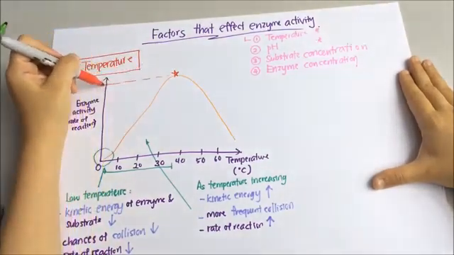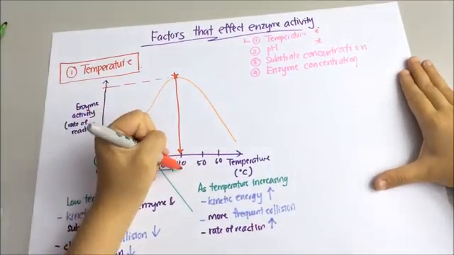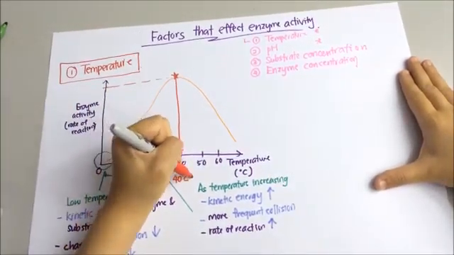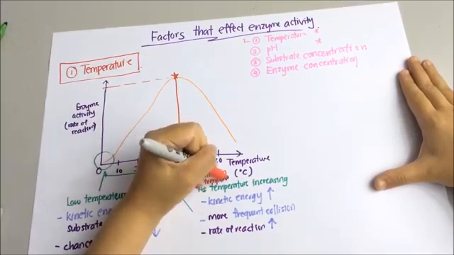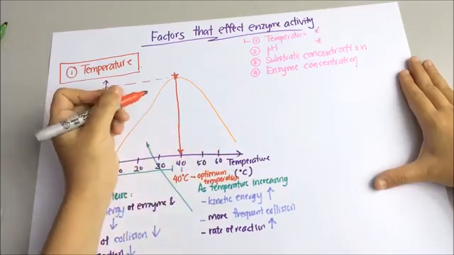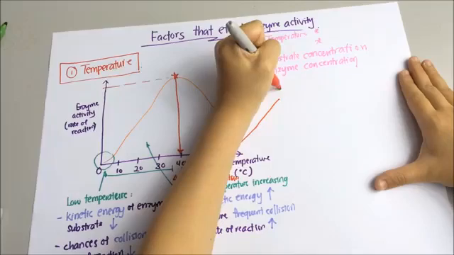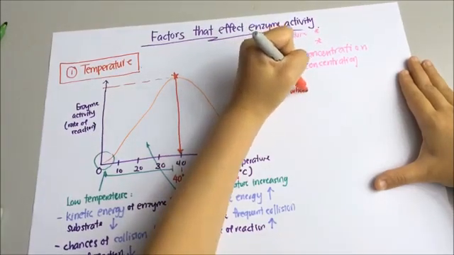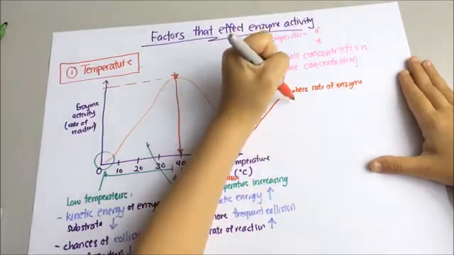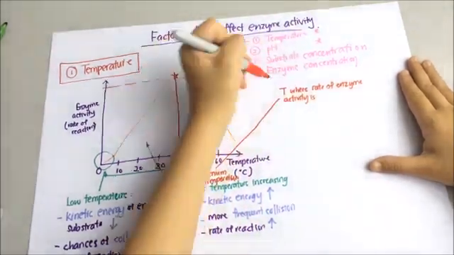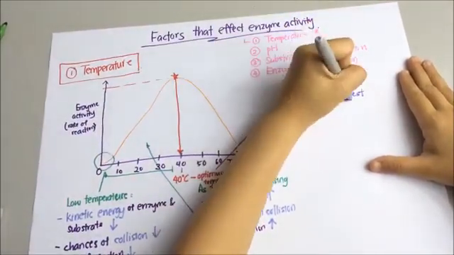In the exam, they will also ask you to state the optimum temperature. So this is how you do it. Find the highest point on the curve and then plot it down against the x-axis. And this will be your optimum temperature. Optimum temperature is the temperature where the rate of enzyme activity is the highest. For humans, the optimum temperature is 37 degrees Celsius.